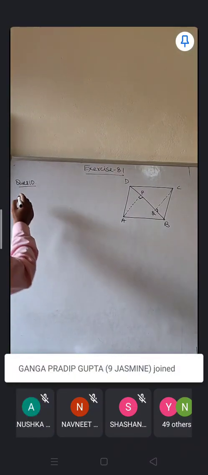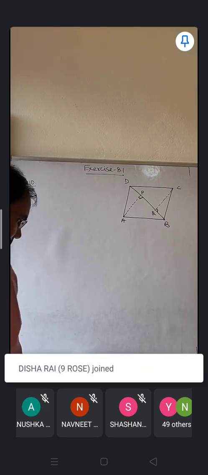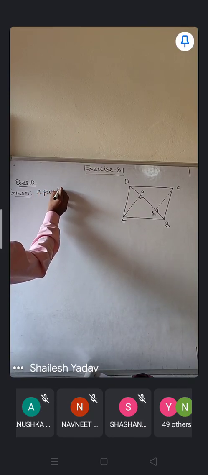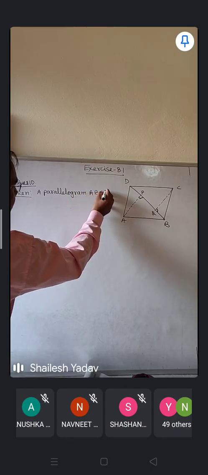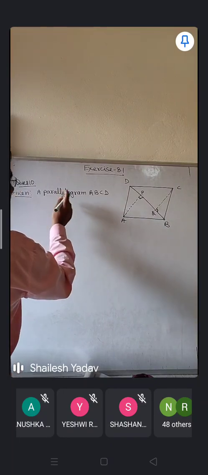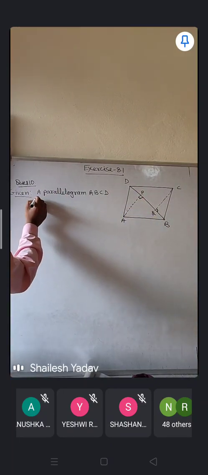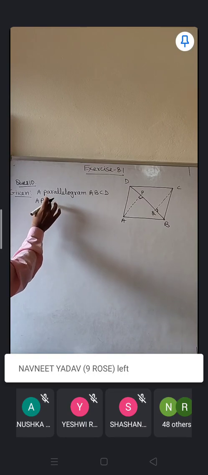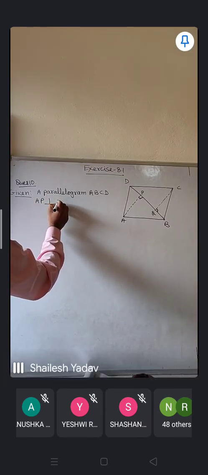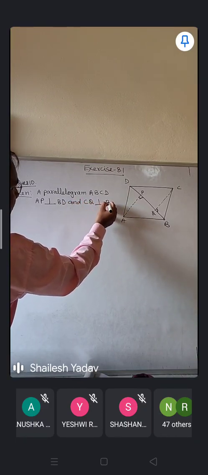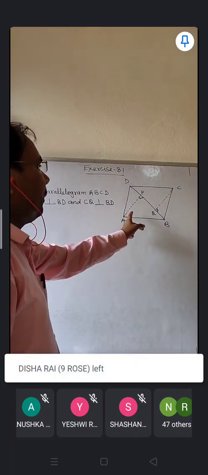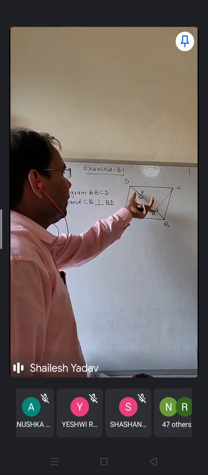So first you will start from the given. So in the given you will write, given, you are given a parallelogram ABCD. So here you will write a parallelogram. You are given a parallelogram ABCD, that is given, and it is also given that AP and CQ are perpendicular to BD. So here you will write AP, and it is the symbol of the perpendicular. So AP perpendicular to BD, and CQ is also perpendicular to BD. So perpendicular means AP and CQ are going to make the 90 degree angle with BD, that is given.